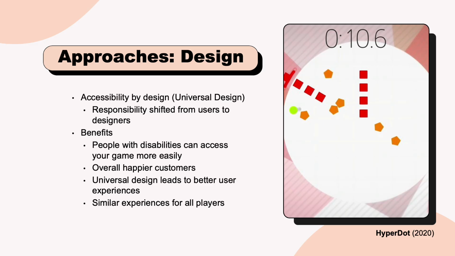Considering accessibility from the get-go and making it a design paradigm often saves a lot of effort and resources in later development stages. After all, you don't have to add options to mitigate issues you didn't consider earlier.